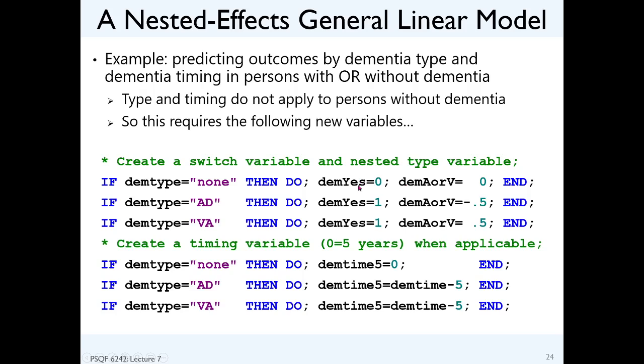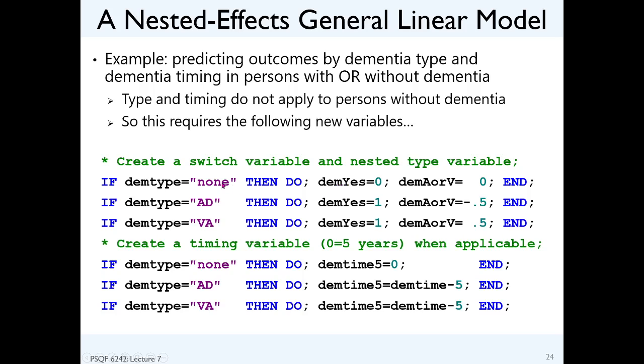So dem yes by itself is going to distinguish the presence of any kind of dementia from the absence. Then within the yes group, I am going to distinguish the AD type versus the VA type, so A or V. And note that 0 is given to the none group because it's not applicable. And so by including both of these contrasts, I will be able to distinguish between my 3 groups, but I'm doing so in a slightly unconventional way, given what I need to do with the rest of the model.